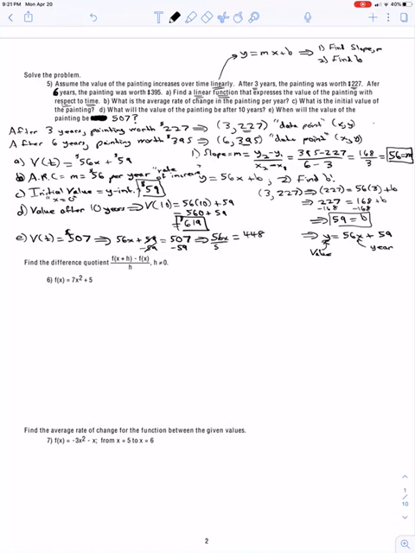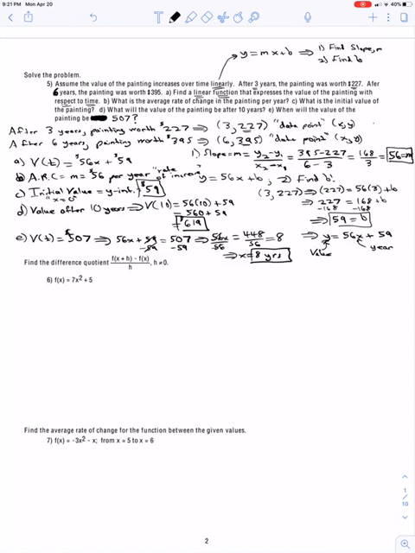Then we'll divide out our coefficient of 56 on both sides, which gives us a value of 8. So when we solve for x, that implies x equals 8. So it's going to take 8 years for our painting to reach a value of $507.